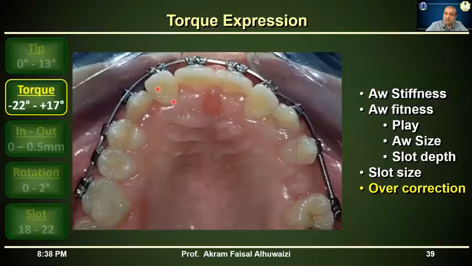Why is that? They're generally aligned. Why is it that we still have a lot of torque issues? Well, that's because of the play. It's because of the play. Because you don't generally use 22 wires in 22 slots. You generally use 19, you use 1622, and this is going to compromise the amount of torque expression.